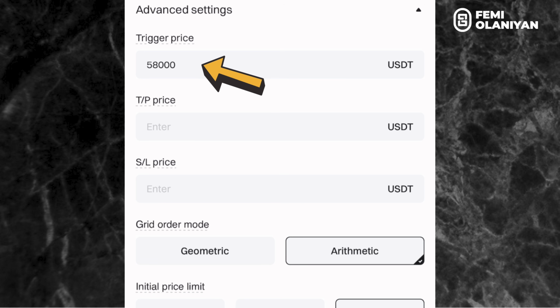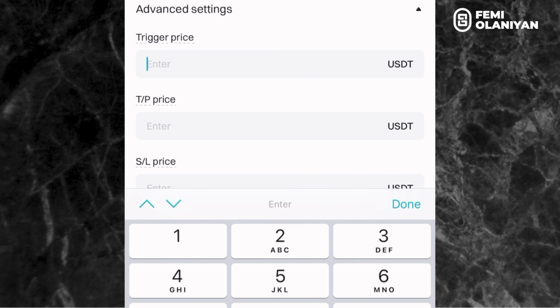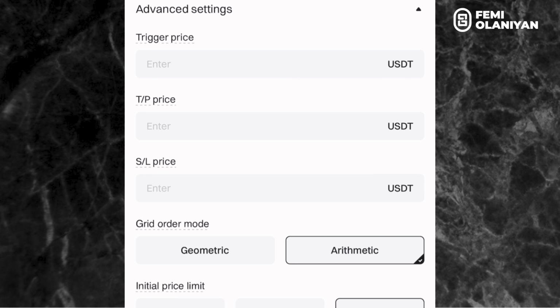Just any price you want to take the first trade. But if you don't put anything right there, that means that once you click on create order, the trading bot will start the first trade immediately. That's the meaning. So for me, I want it to start the first trade immediately. I don't want to put any trigger price.